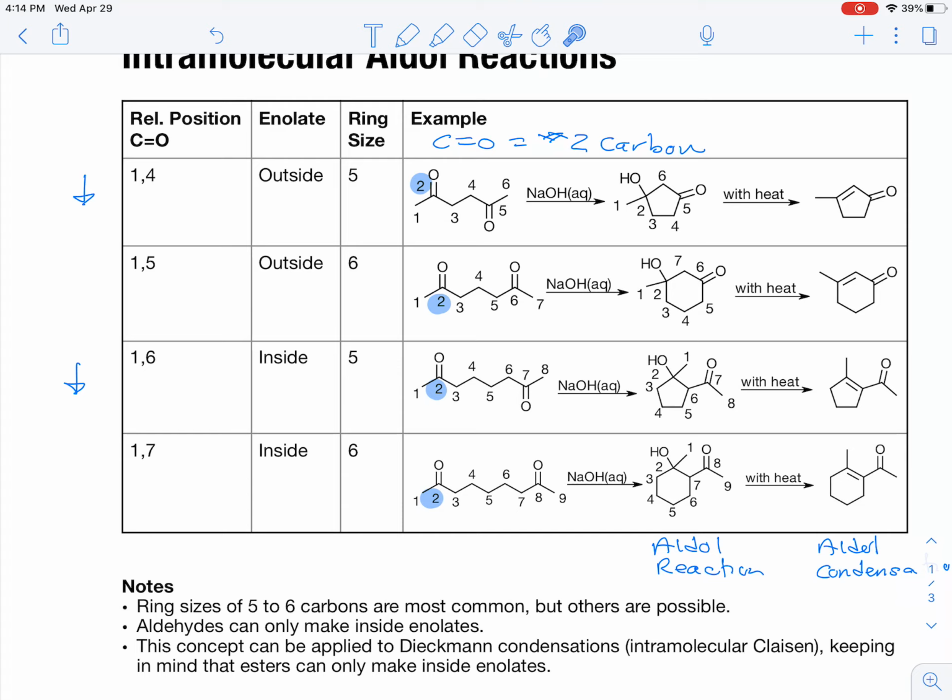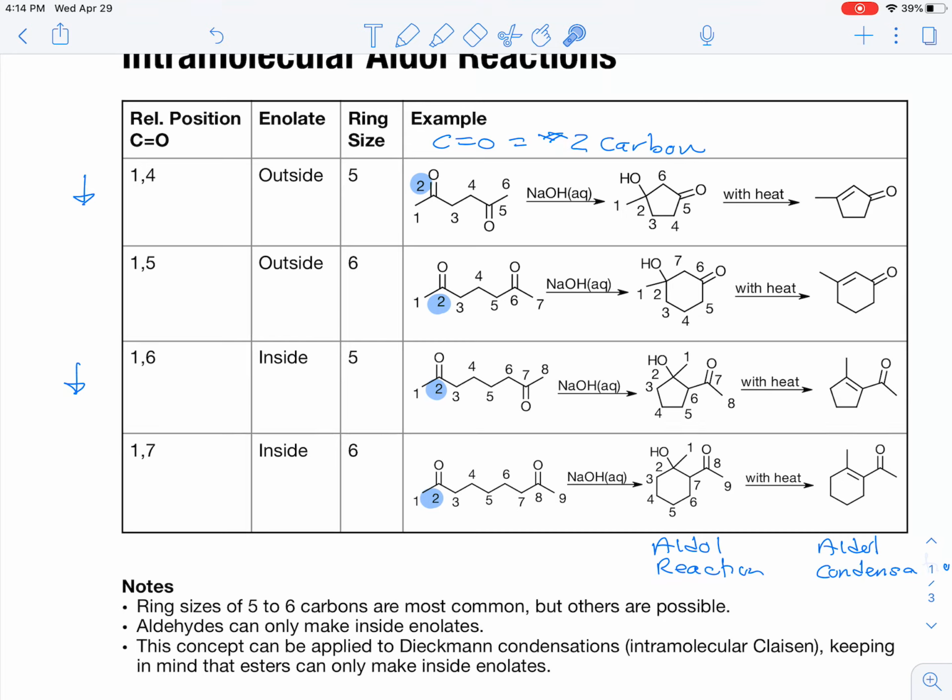You don't see this whole inside-outside notation in textbooks. At least I've never seen it in a textbook. I actually invented it just as a way to talk about the reaction, because when you're trying to figure out the reaction products, it's much easier if you can look at this and talk about the concept of an outside versus an inside enolate. It's just language to make things hopefully easier.